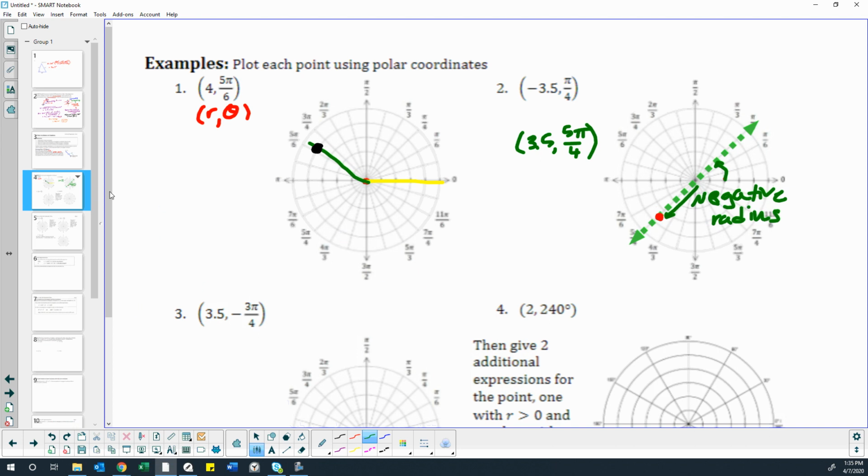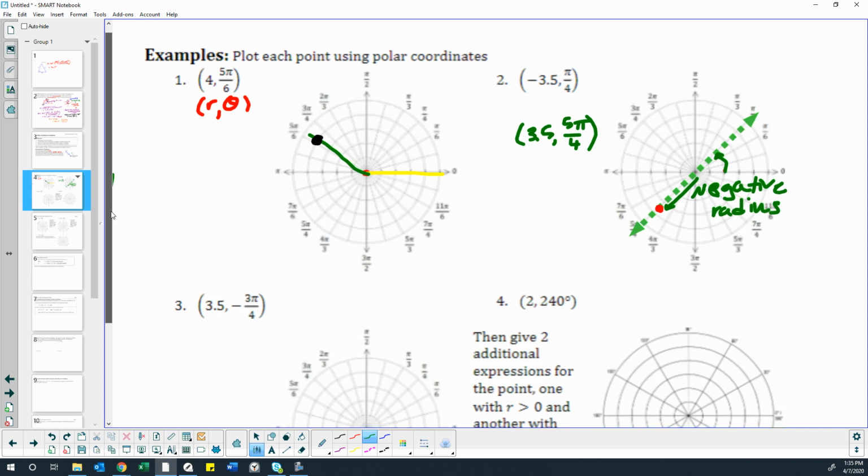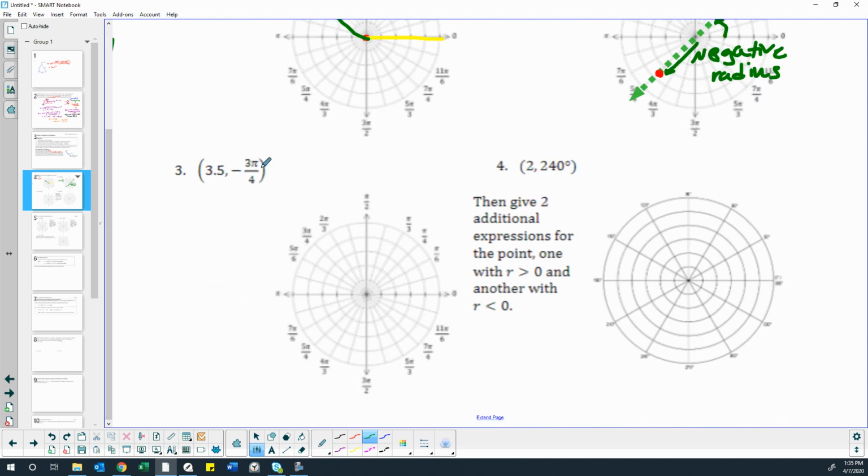Okay, let's look at number 3. So this time we have a negative angle. So we're going to go to negative 3 pi fourths, which would take us this direction. And then a positive 3.5. So 1, 2, 3.5. Well, that's really interesting. What did we end up with on this problem? We ended up with exactly the same point that was in example 2.